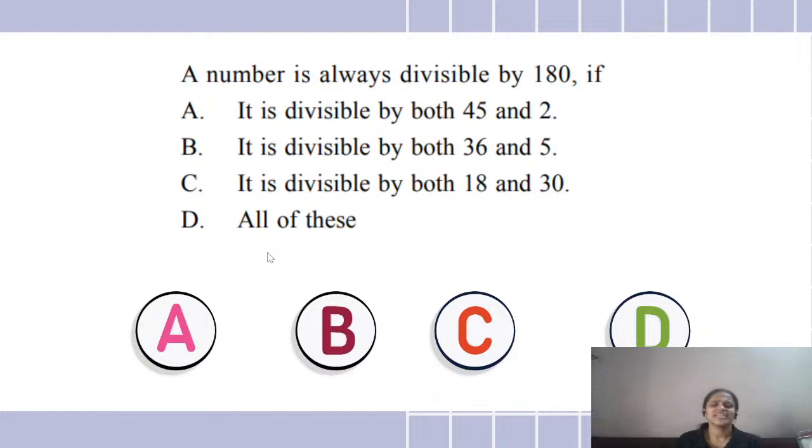Okay, and this is very easy. Come on, children. If I have any given number which is divisible by 45 and 2, then it is divisible by 180. If it is divisible by 36 and 5, then it is divisible by 180. Or it is divisible by 18 and 30, then it is divisible by 180, or all of these.